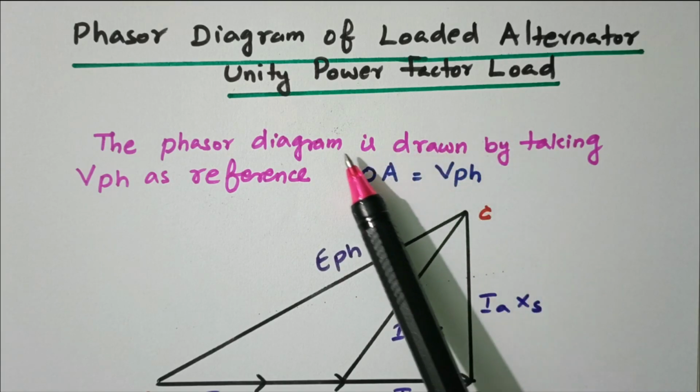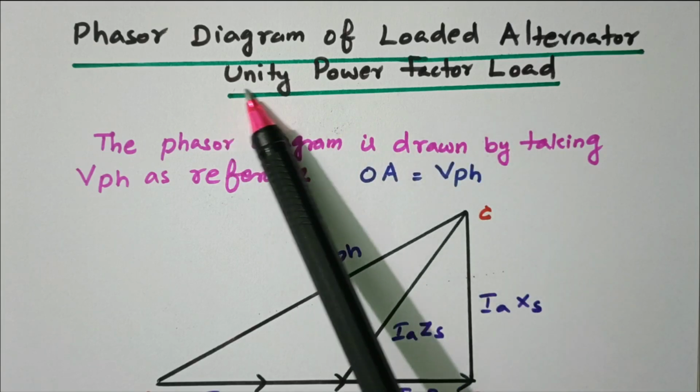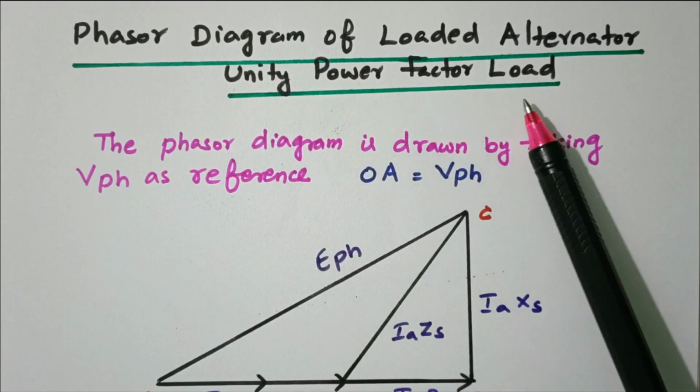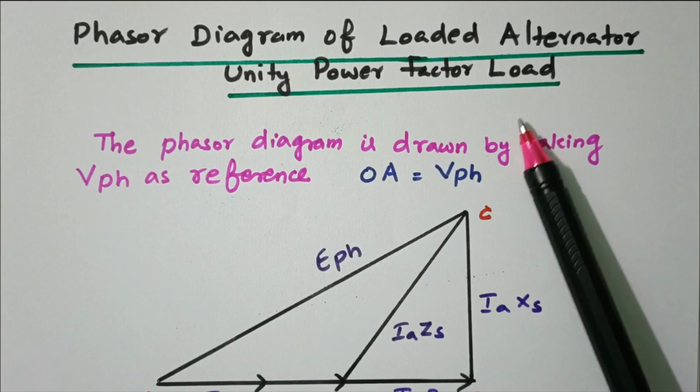Now we'll go to the topic. For a unity power factor load, we are going to draw the phasor diagram of the loaded alternator. So first we will see the equivalent circuit of alternator followed by the voltage equation, so that we are able to see the phasor diagram easily. First we will see the equivalent circuit of alternator.